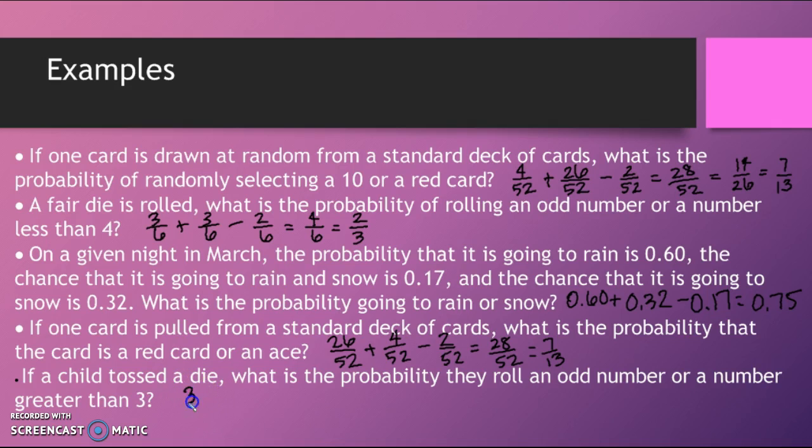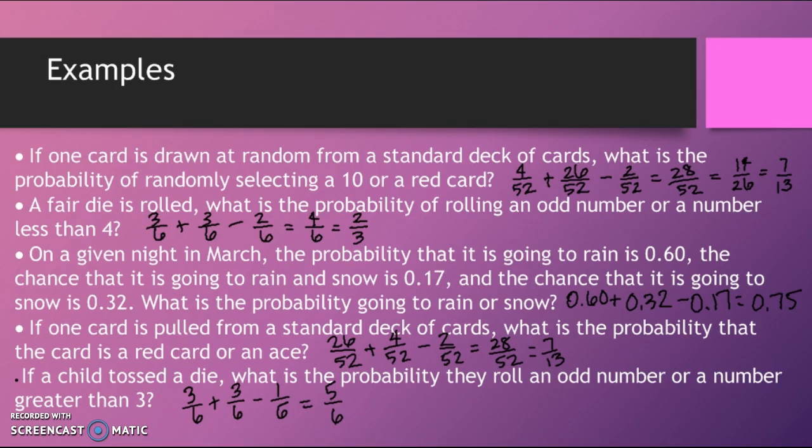So my odd numbers, 3 out of 6. Greater than 3, 4, 5, and 6, that's 3 out of 6. And then the odd numbers that are greater than 3 is just 5. So that's going to subtract that one number out of 6. 3 plus 3 minus 1 gives us 5 out of 6.